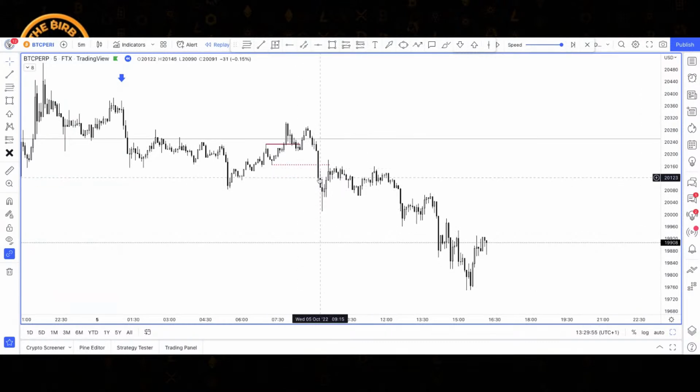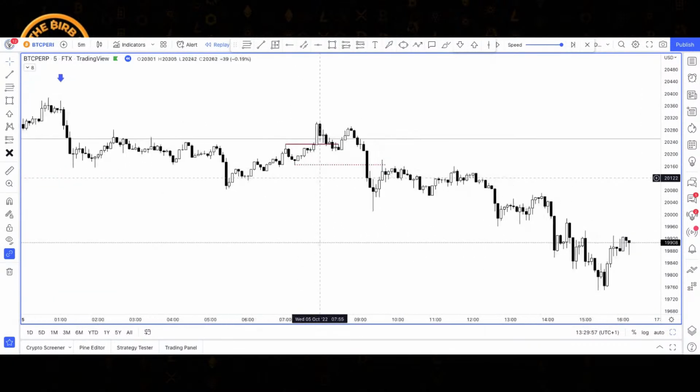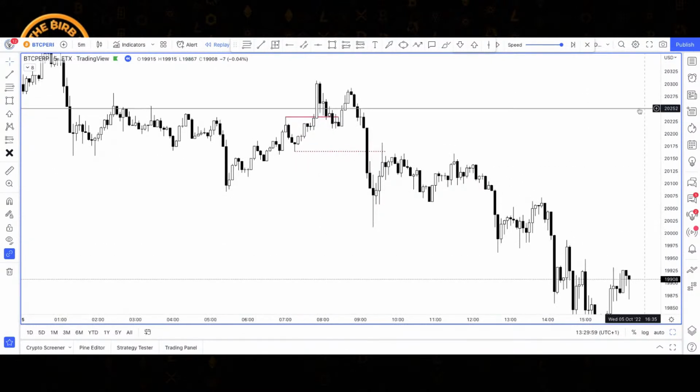So once we close here, let me zoom in a bit actually, guys. Do tell me if I'm not zooming in enough, by the way. I know I'm rubbish at that.